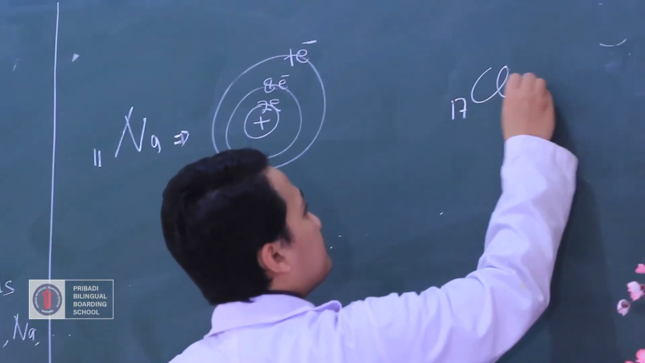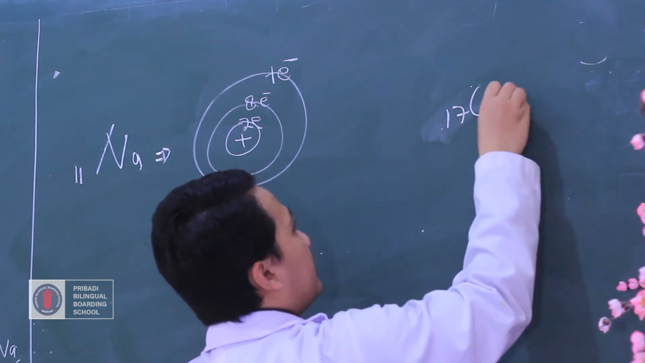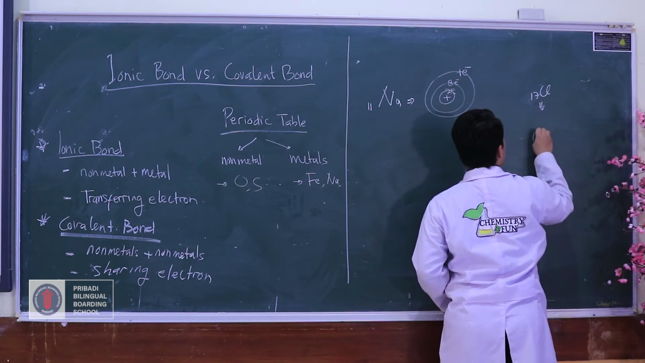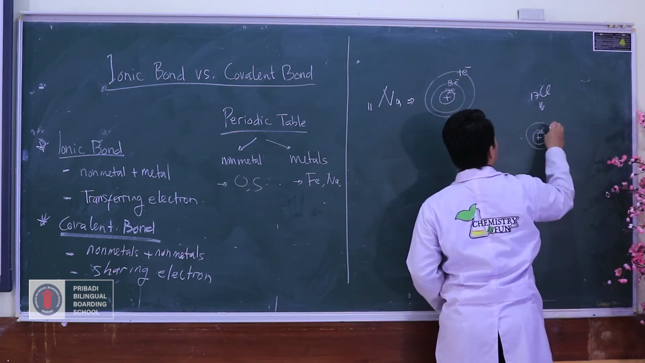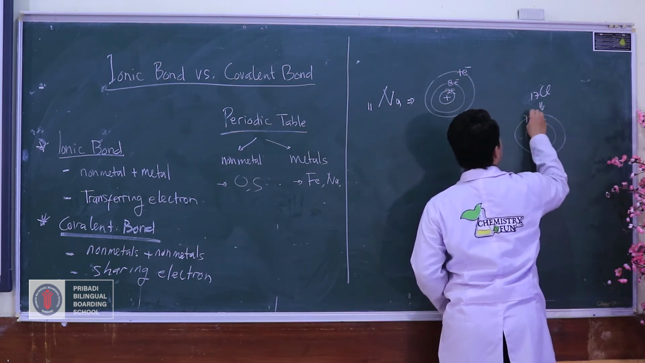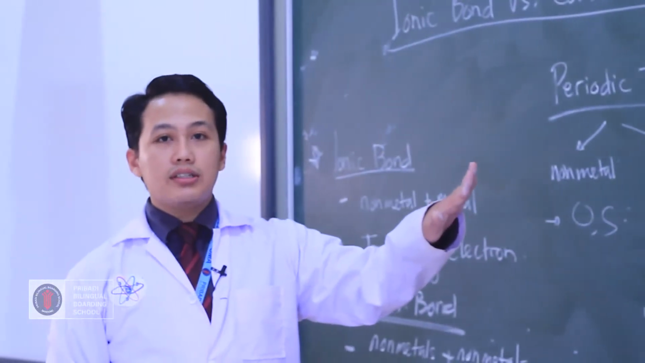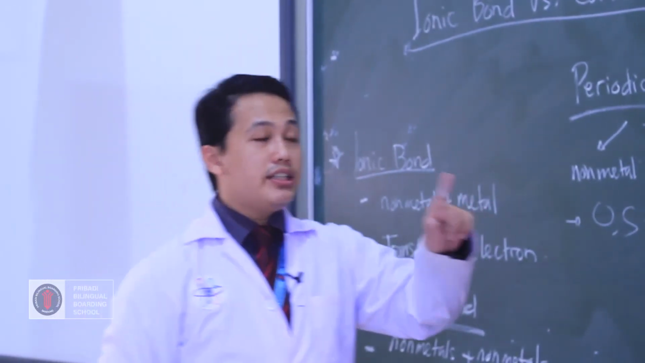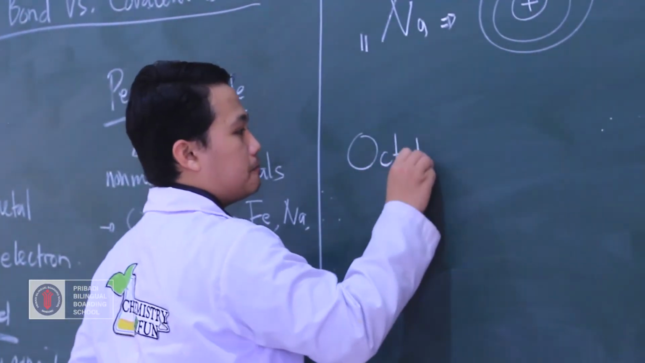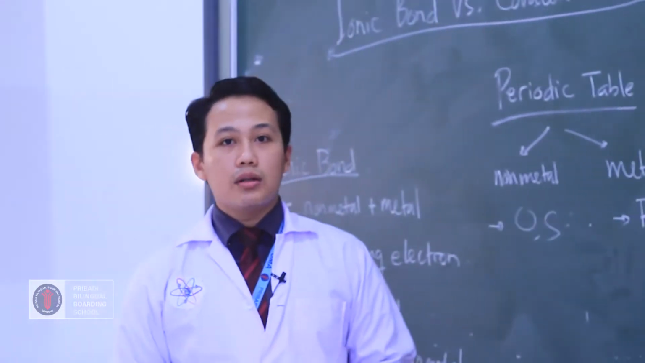So in here, let's say Cl. This is going to be like this. So plus 17 in the nucleus, this one is 2 electrons, and then there will be 8 electrons, and the last one is going to be 7 electrons. Okay, and before talking further about this ionic bond, the thing that you need to know is the octet rule. Isn't it?